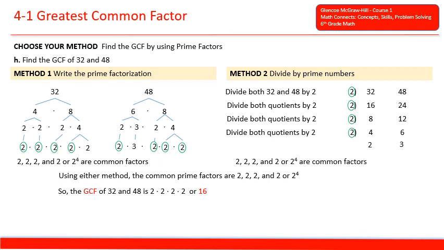Hopefully you recognize those are even numbers, so we can divide by 2 one more time. 4 divided by 2 is 2. 6 divided by 2 is 3. And if we circle all of those, we're going to end up with 2 times 2 times 2 times 2, or 2 to the 4th power as common factors. And if we multiply that out, the GCF of 32 and 48 is 16.